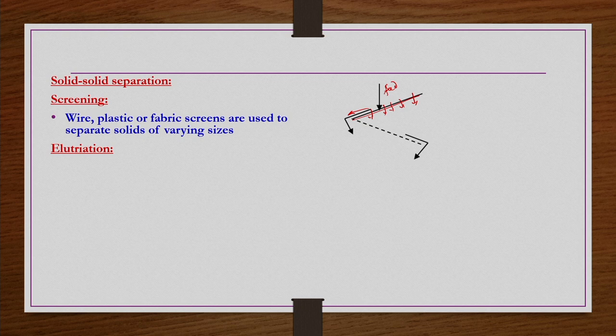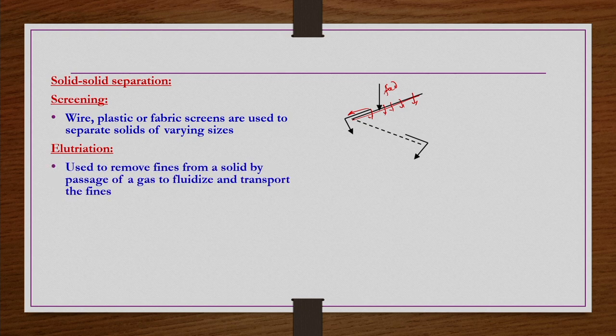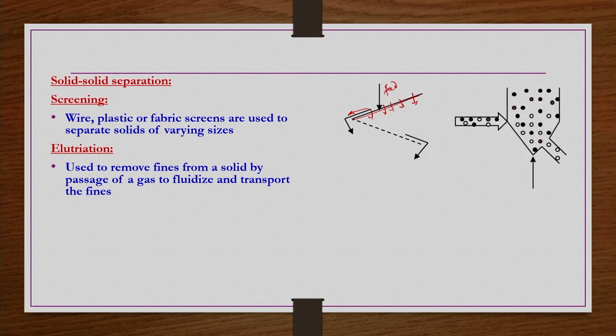Now elutriation: it is used to remove fines from a solid by passage of a gas to fluidize and transport the fines. In a simple representation, you have a mixture of solids including intermediate and very fine particles. You take them into a container like this and pass them in, and from the bottom you allow a gas to flow upward.